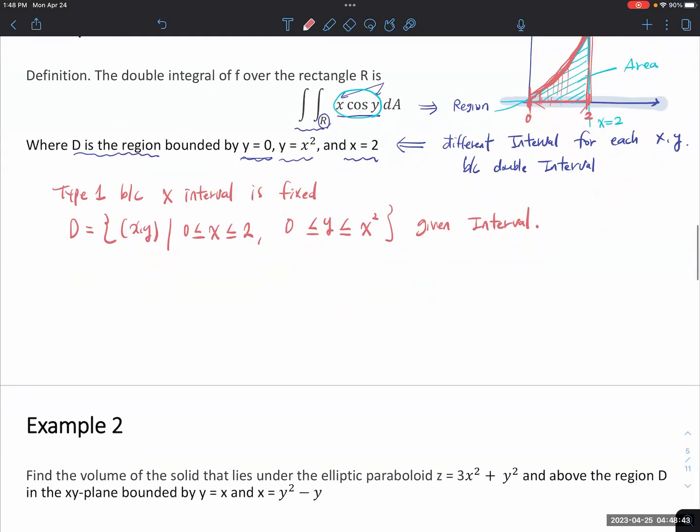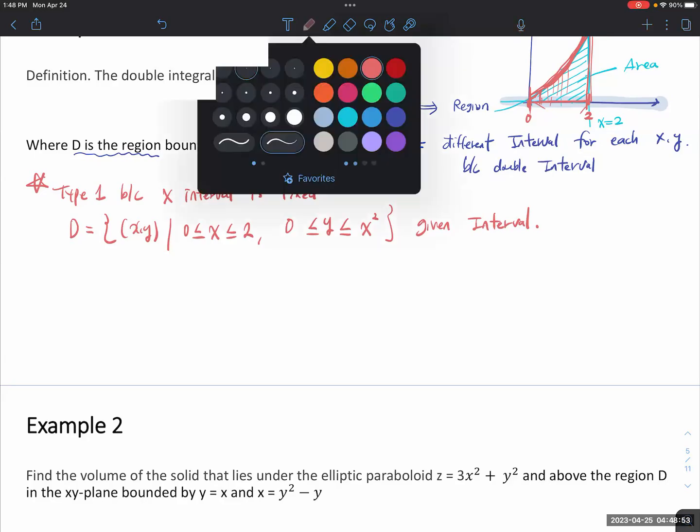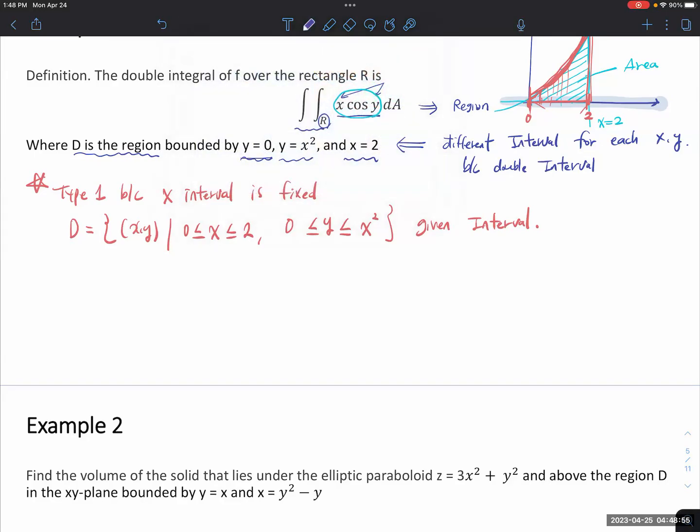Are you following? So this is an important step to set up: which type of double integral, and then write the specific interval for each of x and y. Now we're going to take the double integral. We have a double integral. We are looking for that region, D. And the function is given, x times cosine y, dA. We are looking for this information.